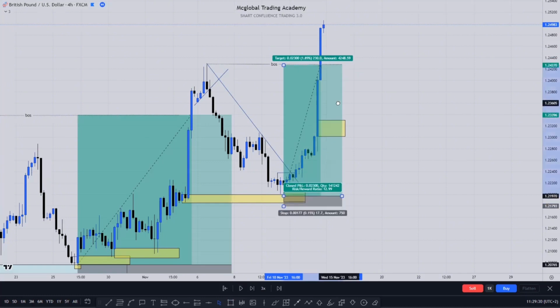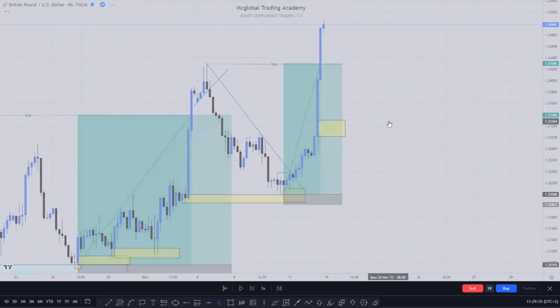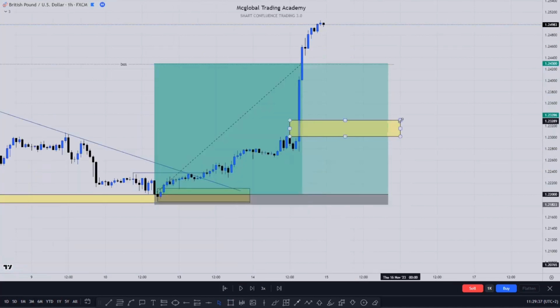So right here, I can see a fair value gap, a huge fair value gap from here to there. Let's go to 1 hour. Let's see if we can refine that. That's a fair value gap. So they can come also to this block.